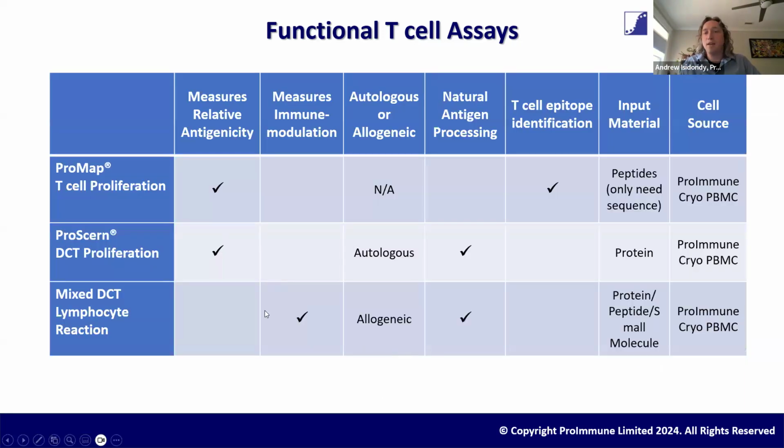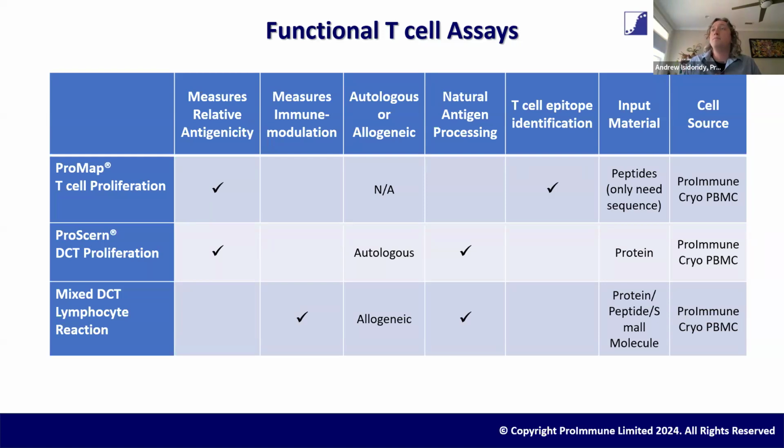And so the assays that we have cover a few ranges of applications, and plug into your pipeline a little bit differently depending on where you are in development, and depending on what type of candidates you're developing. So we offer the ProMap T cell proliferation assay. This assay is a way of measuring relative antigenicity. It doesn't use any other cell types. It's just using healthy donor PBMCs from a primary source.